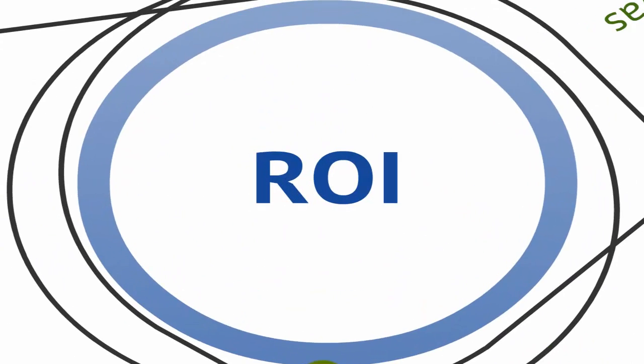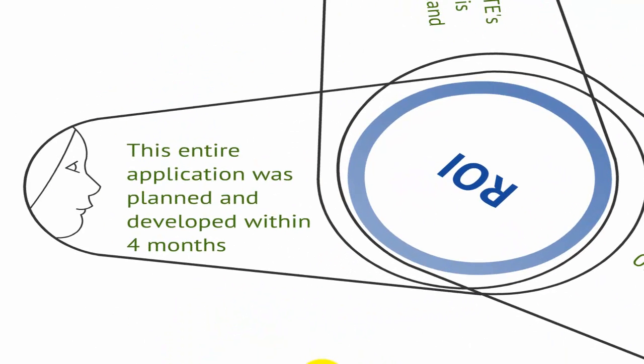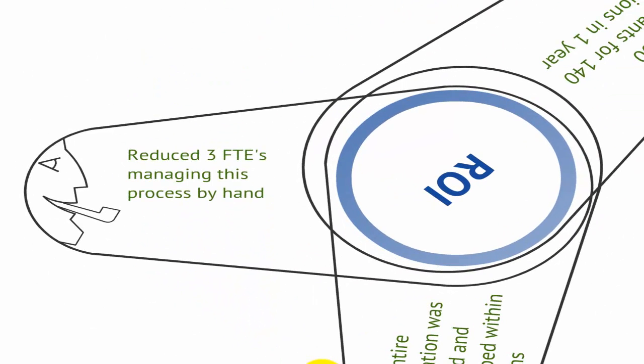Return on investment. The organization realized over 6,000 applicants within a year of project completion. This equates to about 42 applications per position posted. The entire application lifecycle, from planning to project handoff, was completed in 4 months. This organization realized a labor savings of 3 full-time employees that in the past had managed this process by hand.